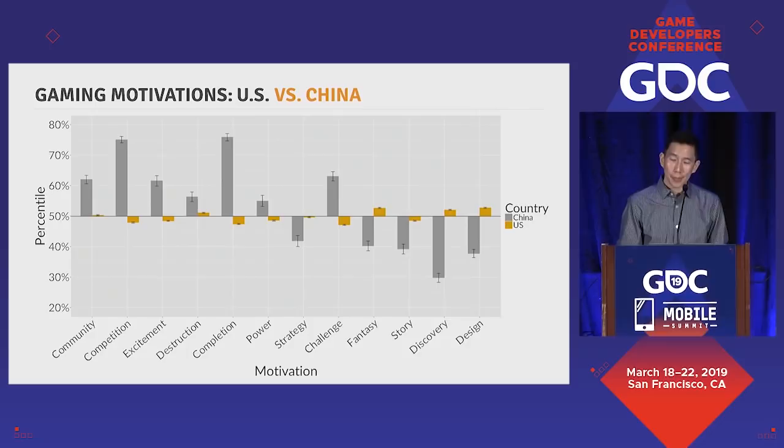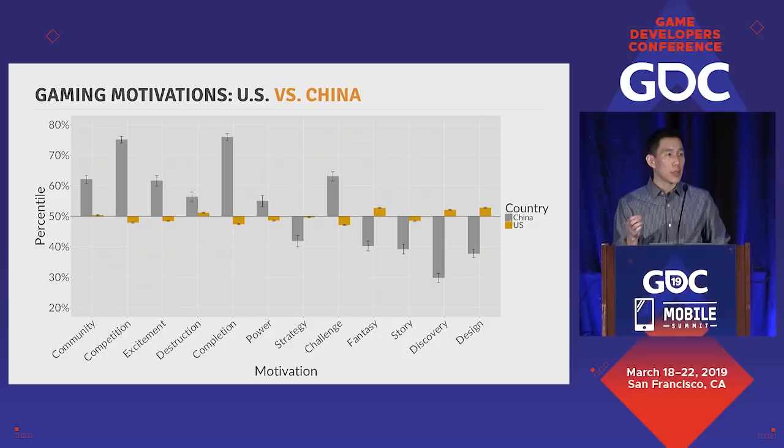And we first looked at the differences, and we found striking differences in gaming motivations between the two samples. In this chart, China is the gray bars and the US is the orange bars. In particular, Chinese gamers scored much higher on the two motivations that we just covered, competition and completion. And they scored lower on fantasy, story, discovery, design, so the creativity and immersion motivations.